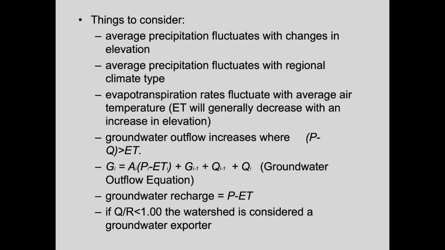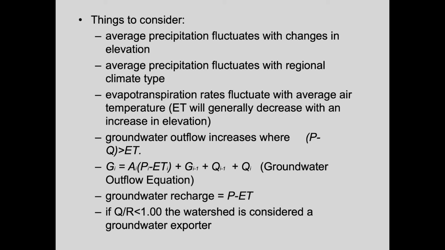Evapotranspiration is a very important natural process that we have to consider as we take a look at some of the mathematics that hydrologists will, in a sense, apply to a landscape. We know that this will also fluctuate in relation to average air temperature. So in our equation, the segment identified by the label ET, evapotranspiration, will generally decrease in terms of its volumetric expression as we see a corresponding increase in elevation.